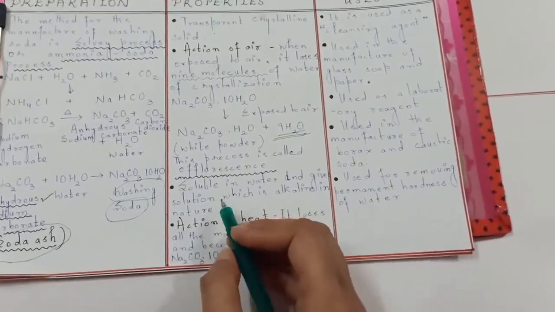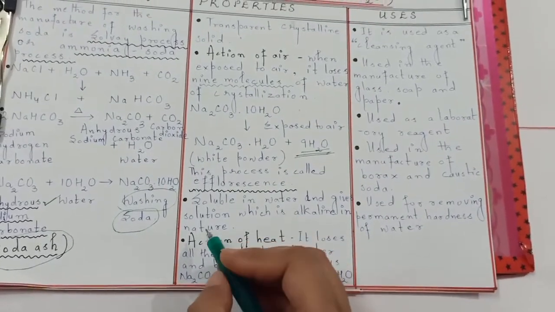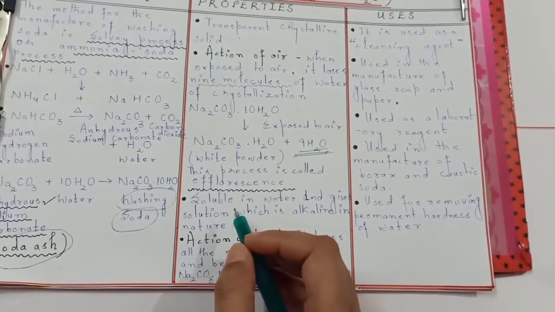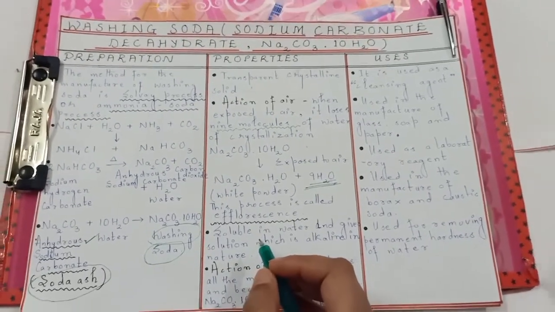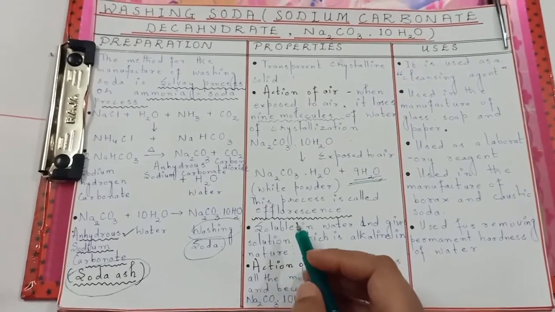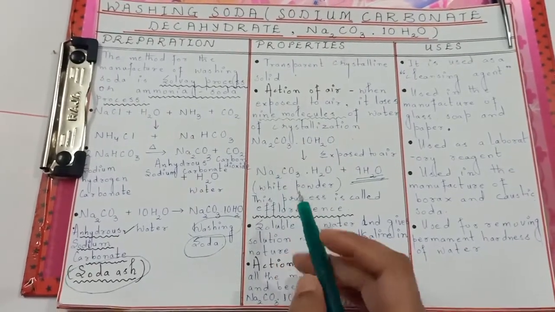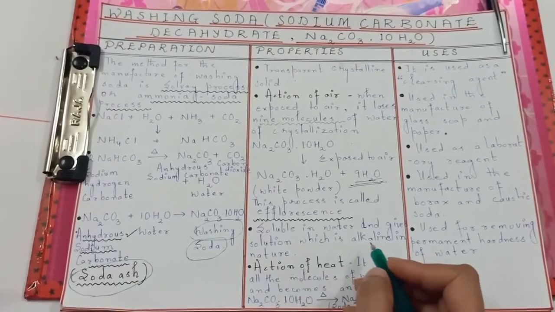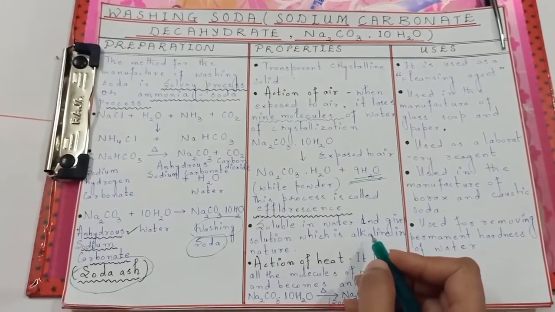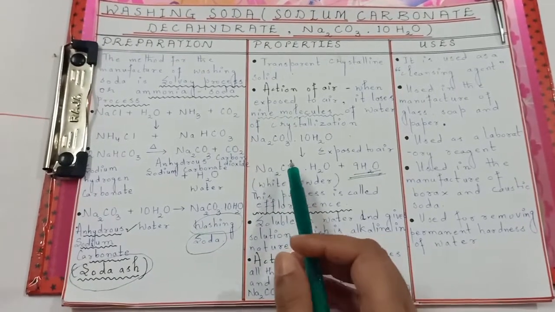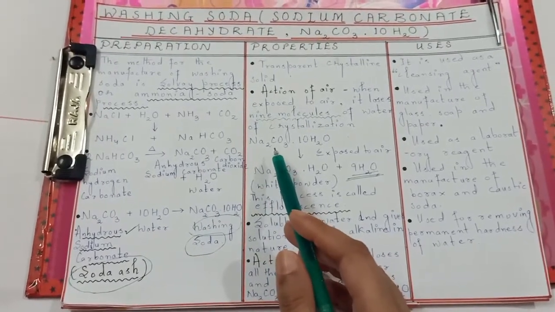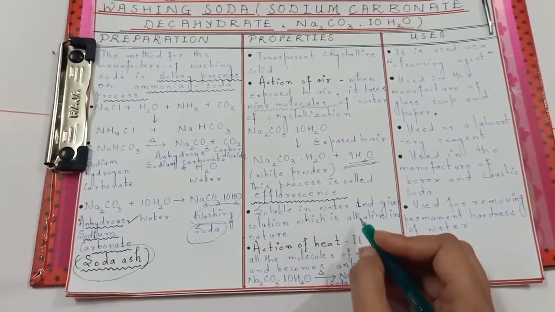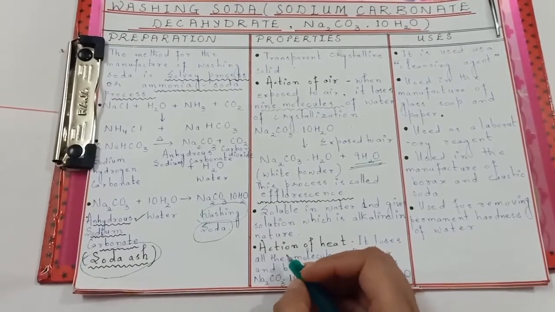Coming on to the next thing, it is soluble in water and gives a solution which is alkaline in nature. Now this point I have already explained to you when we were discussing baking soda. So when sodium carbonate or sodium carbonate decahydrate is dissolved in water, you will be getting an alkaline solution. Why? Because sodium carbonate is the salt which is derived from a strong base and a weak acid. As a result, you will be getting an alkaline solution in water.